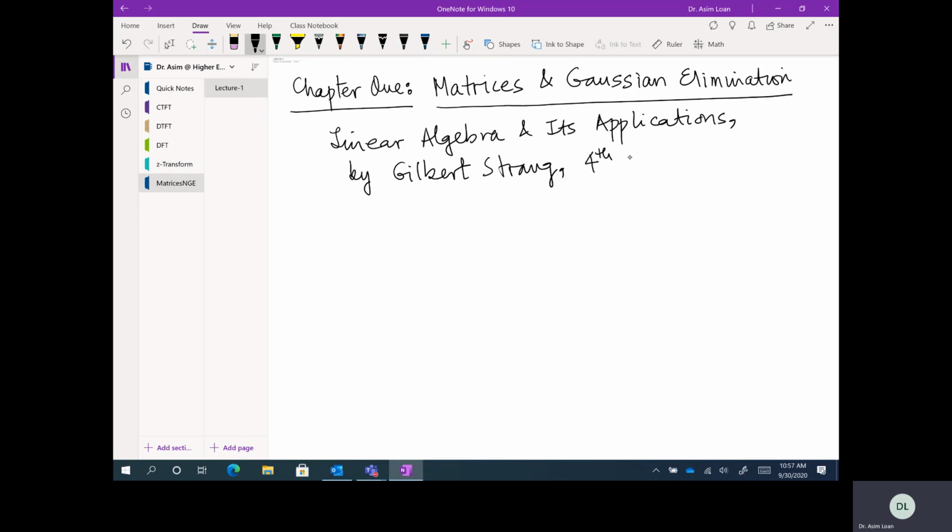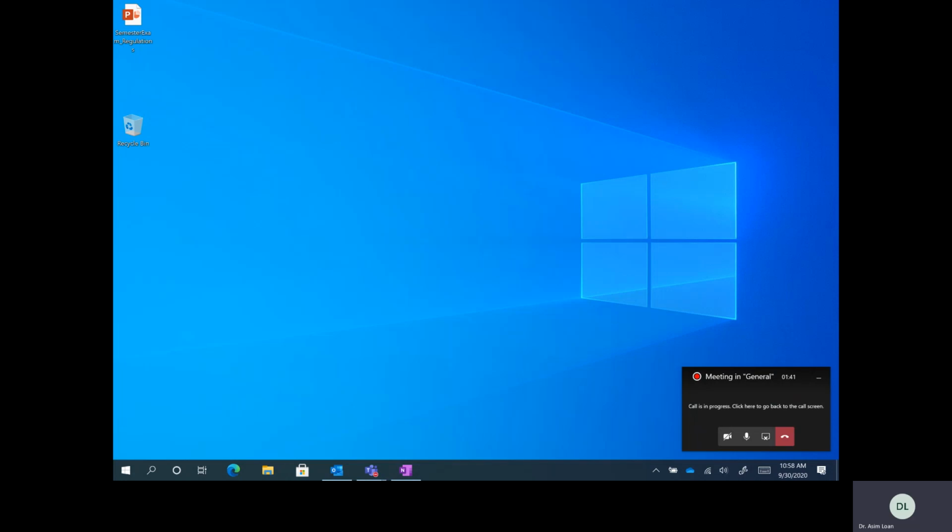Fourth edition. This is the required text in this course, and you need to purchase this one. And this is chapter 1 from this book. There are two main problems in linear algebra.